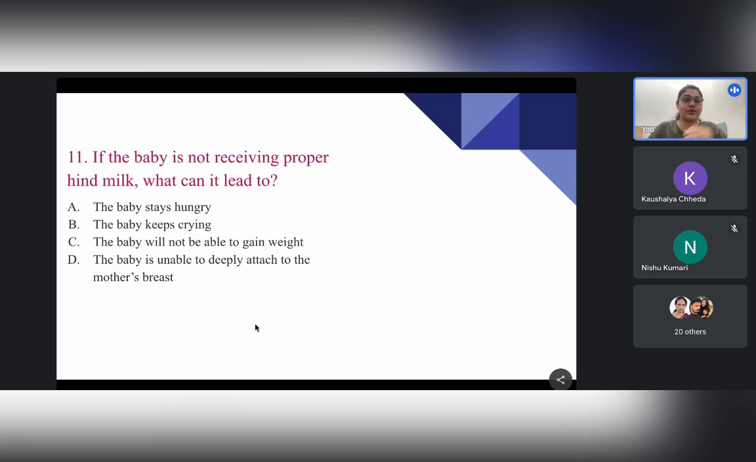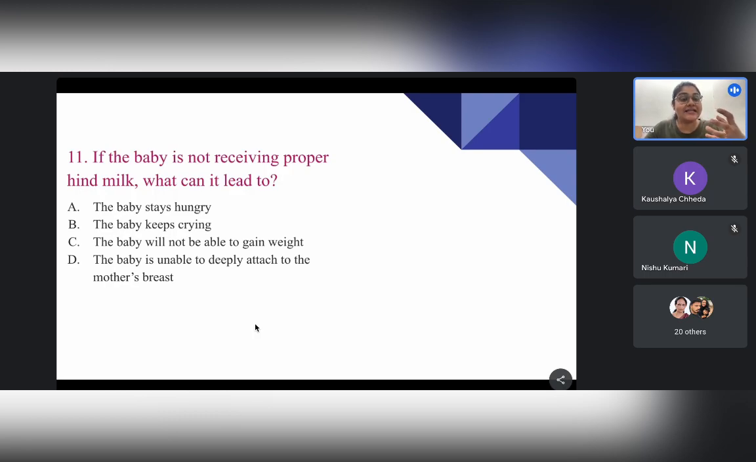The hind milk. As we have discussed, the first milk which comes out is called the colostrum, right? Then there is a transition phase with transition milk, and then there is mature milk. The mature milk has a foremilk and a hind milk, right? This hind milk is a thicker version of the mature milk as compared to the foremilk, and the hind milk has more fats.